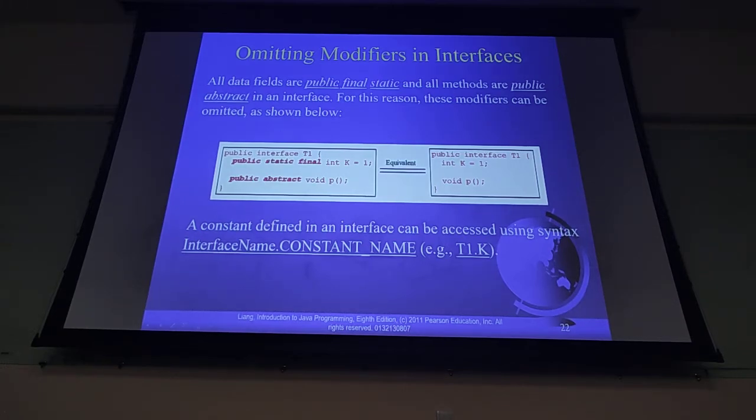See, data fields are public, final and static. All methods are public and abstract, even if you do not write it. Here you say, teacher, this is a default method? No, it is public abstract. Is it clear? And you can use the data field like this: interface name dot constant name, like a class. Is it clear?